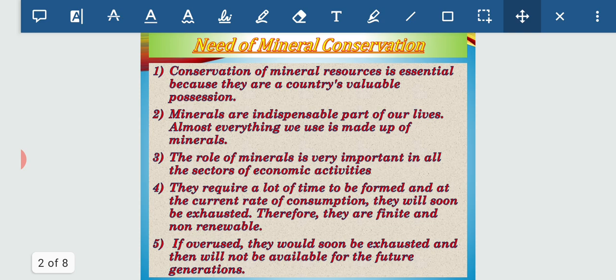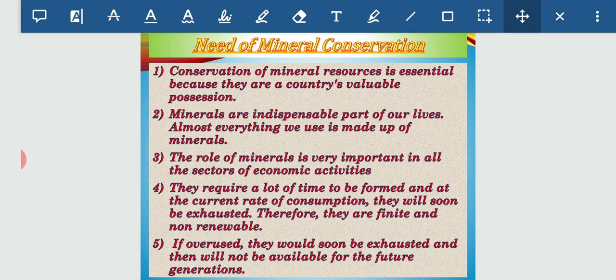Now, the need for mineral conservation. First of all, I am saying something which is not mentioned here, but it is considered. The workers engaged in mining activity are facing lots of problems due to the poisonous gases that are emitted at the time of extraction. Their health is being affected by the emission of those poisonous gases.